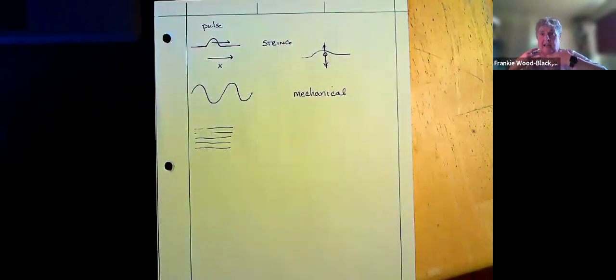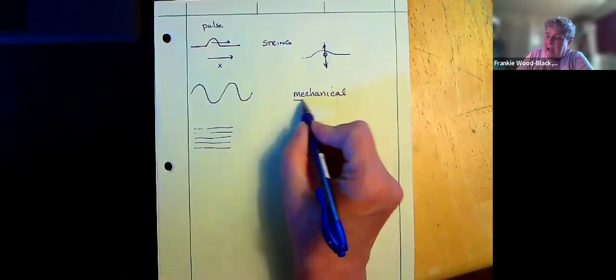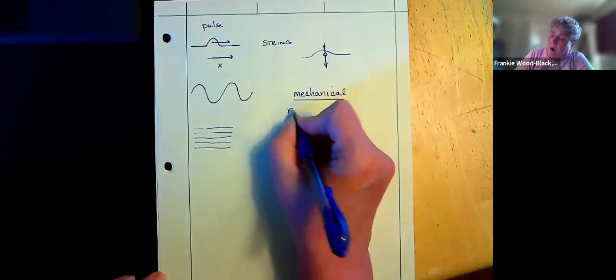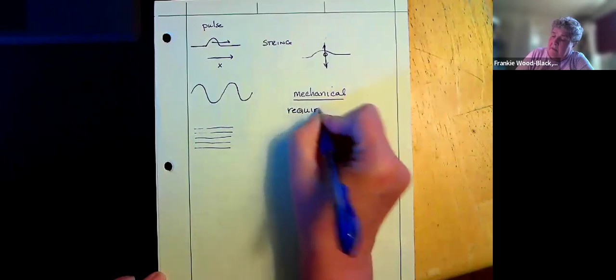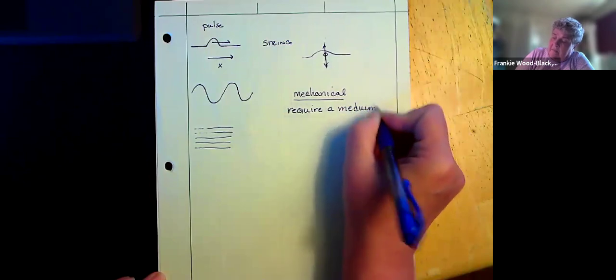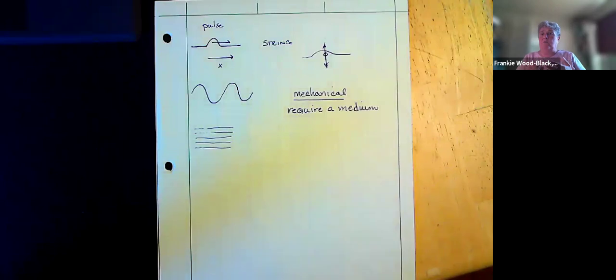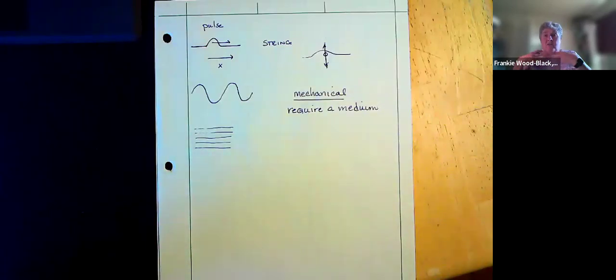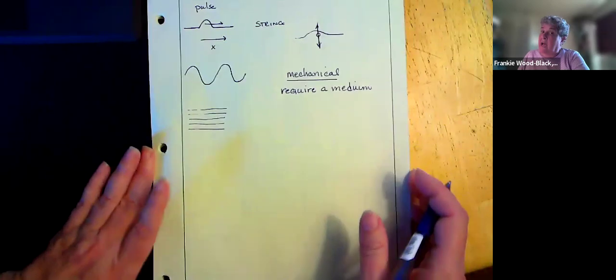I want you to understand that sound is going to move through, or the wave is going to move through. And this idea of a mechanical wave is different from other waves that we're going to talk about. Mechanical waves require a medium. And what we mean by a medium is water, string, wood, metal, air, argon gas. Those waves are going to have a medium.